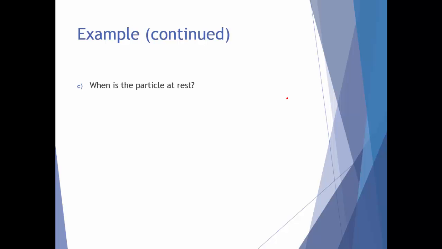So this question asks, when is the particle at rest? And what we want to keep in mind is that if our particle is at rest, that means it's not moving. And if it's not moving, that means its velocity has to be equal to what? Well, that tells us the velocity must be equal to 0. So if we want to know what's going to make our velocity equal to 0, we set it equal to 0. So from the previous slide, we knew that our velocity was 3t squared minus 12t plus 9, and we're going to set that equal to 0.